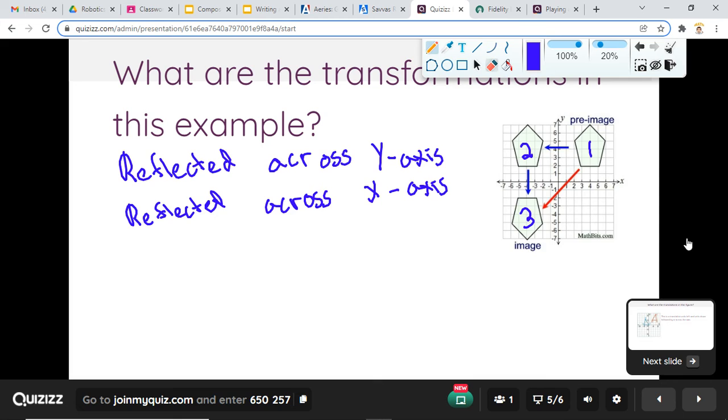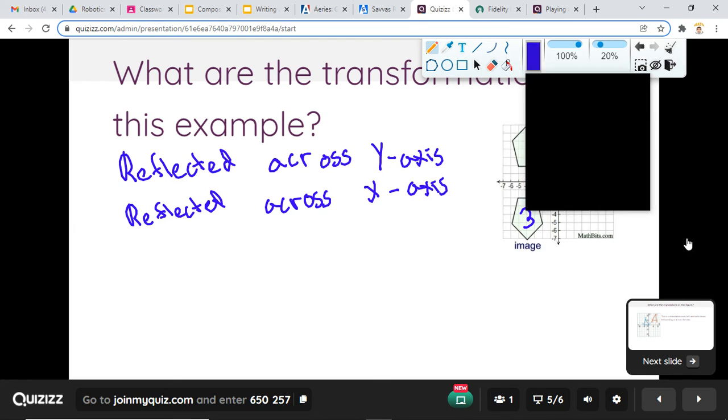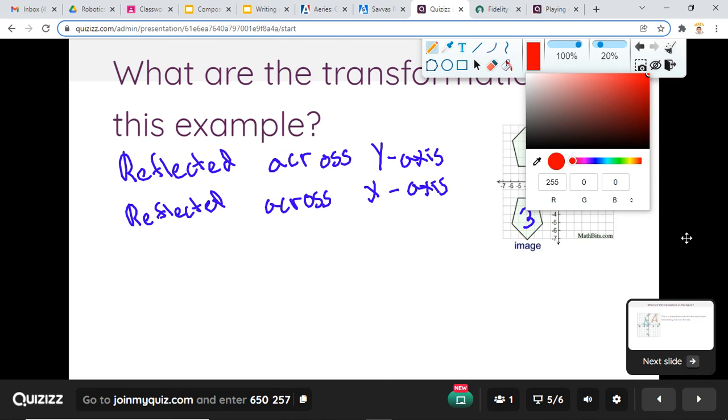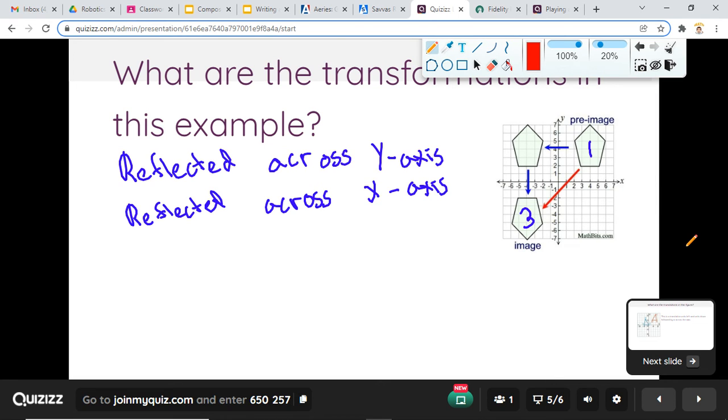But what if we pause for a second? What if we just look at this as a transformation from figure 1 to figure 3? Can anybody tell what that would be? If you're just thinking about a transformation from the pre-image to the image, so this would be different than our sequence of transformations. This is just a singular transformation. This would be a 180-degree rotation.